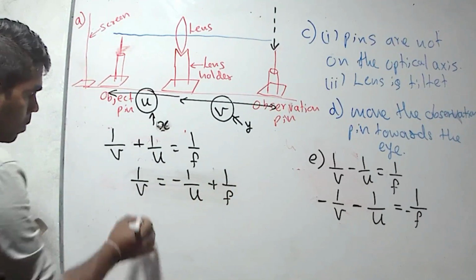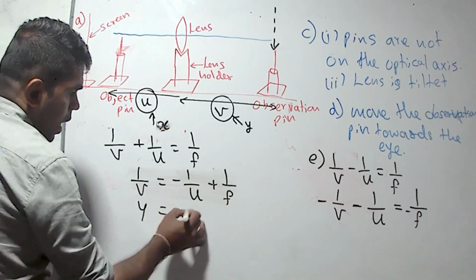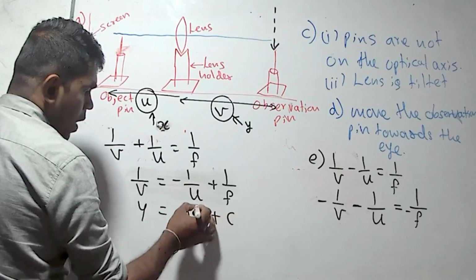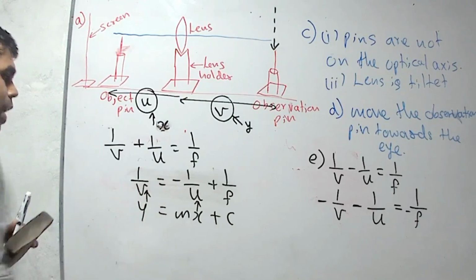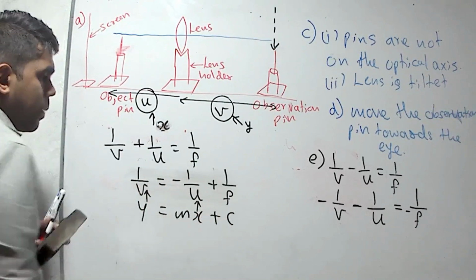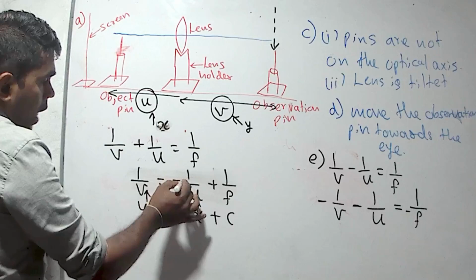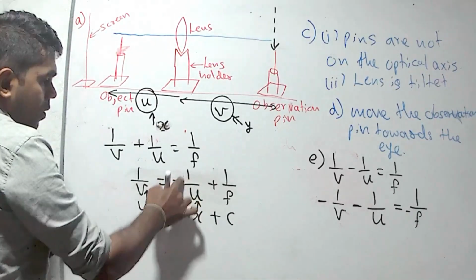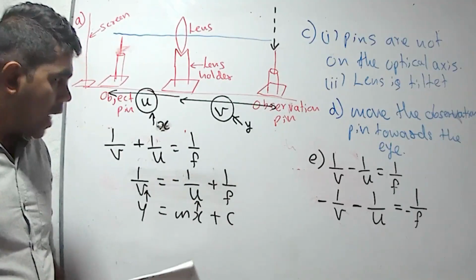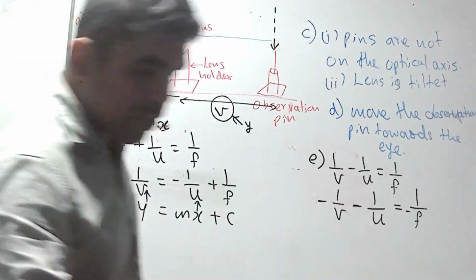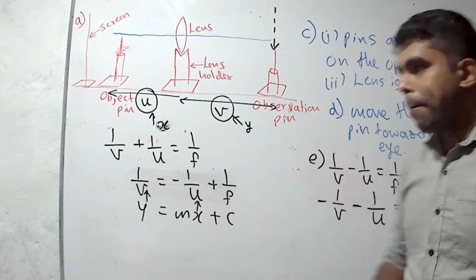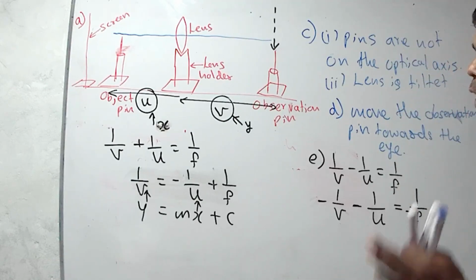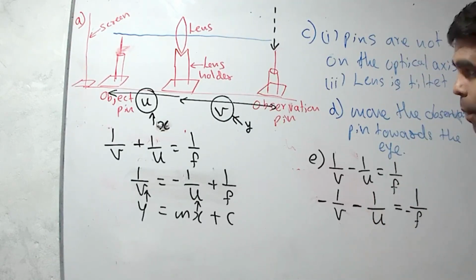It is in the form y equals mx plus c. X-axis is 1 over U. We have to mark the y-axis 1 over V. Intercept is 1 over F. Gradient is minus 1. Now we have to write the sign convention. We are using the new Cartesian sign convention to get the signs of object distance, image distance and focal length.